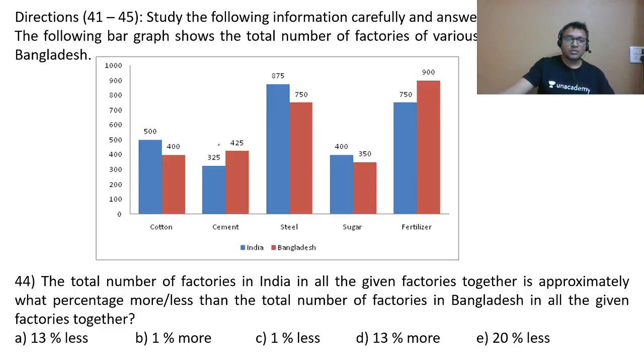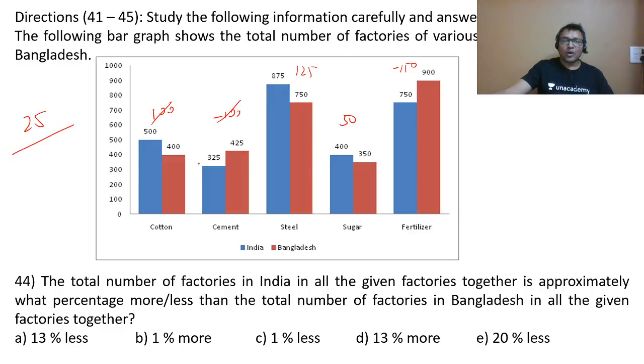B option. So if you look at India, more or less than the number of factories in Bangladesh. If I compare with Bangladesh, here it is plus 100, here it is minus 100, so it cancels off. India with respect to Bangladesh: if you look at here, it is plus 125, and here it is plus 50, which becomes 175. And here if you look at minus 150, so net it is 25 more.